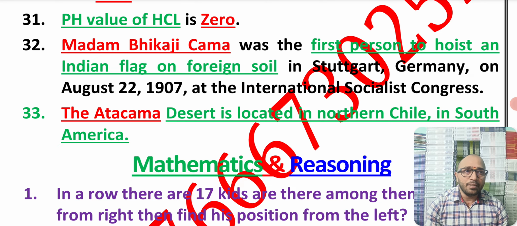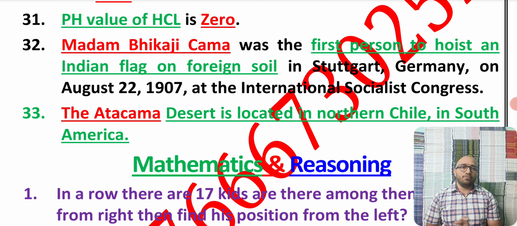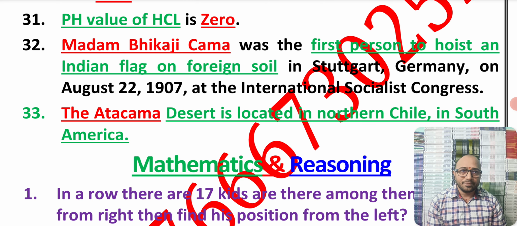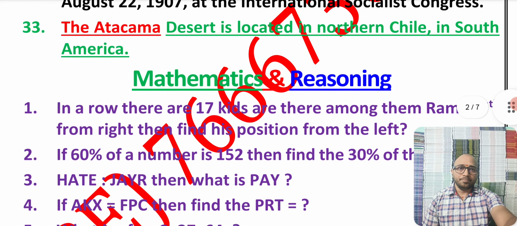Madam Bhikaji Cama was the first person to hoist the national flag on foreign soil, in Germany, on 22nd August 1907 at the International Socialist Congress. Now, the Atacama Desert has been asked. It is located in northern Chile, that is South America.